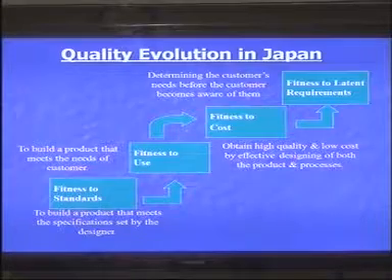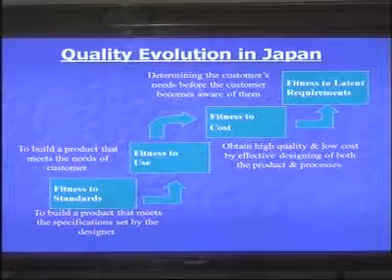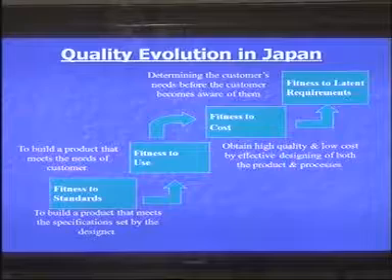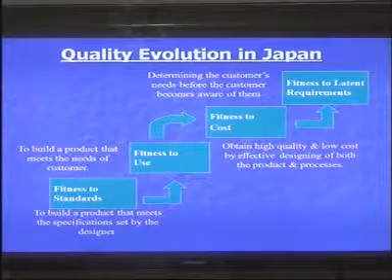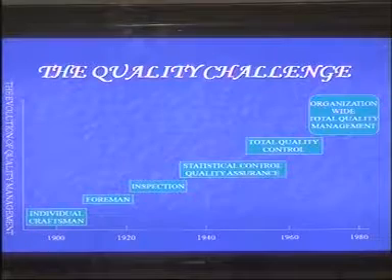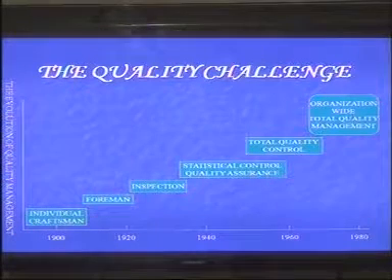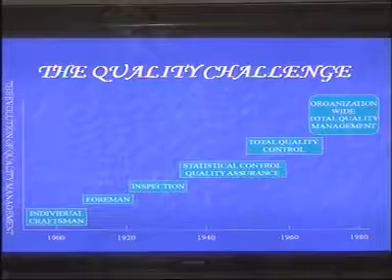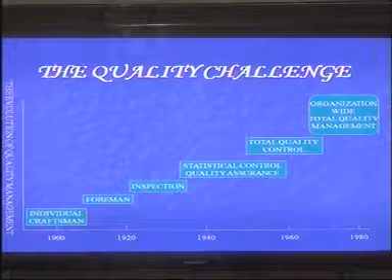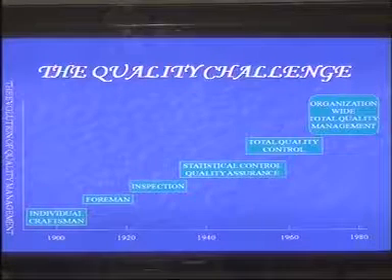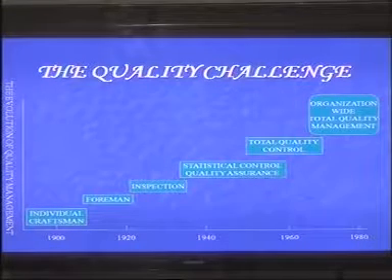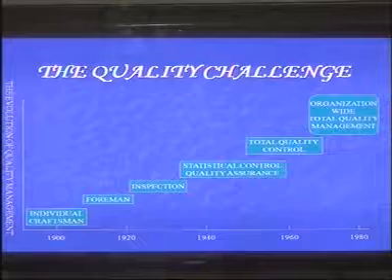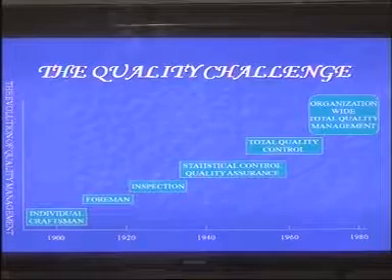This is how quality evolved in Japan. Fitness to standards, to fitness to use, to fitness to cost, and to fitness to the other requirements. That means complete quality. This is the name of the quality challenges which changed from 1900 to 1980. Individual craftsmen to foremen to inspections to statistical control, quality assurance, total quality control, and organization-wide total quality management.